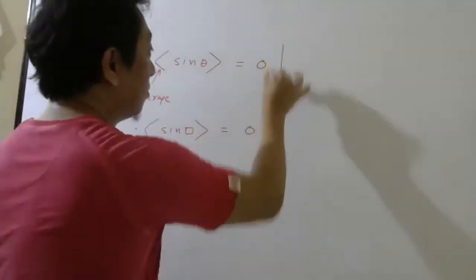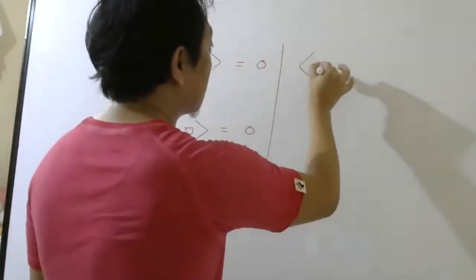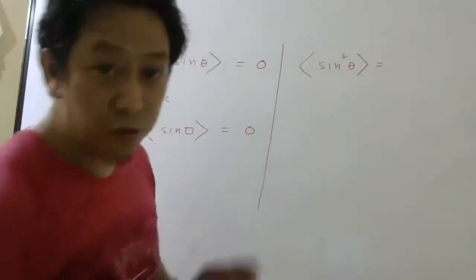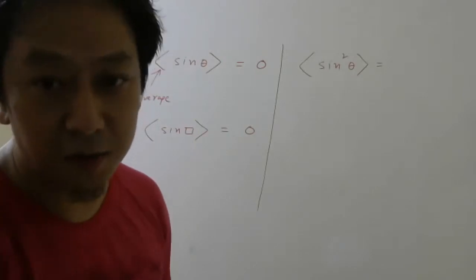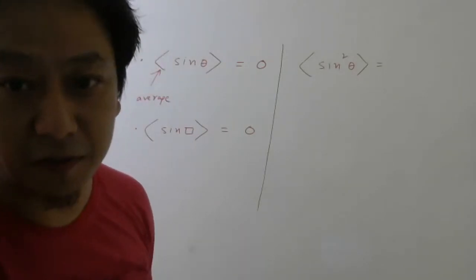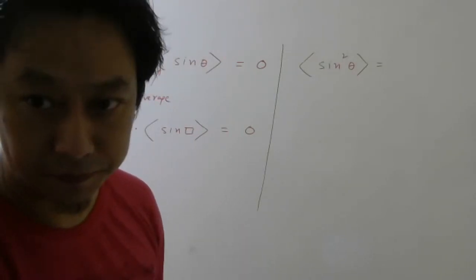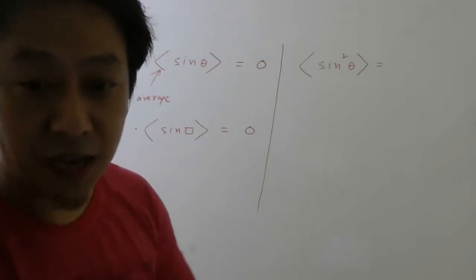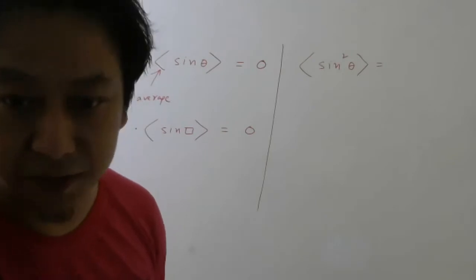Now let us try to do the average of sine square theta. Do you think this will be 0? First you try to answer. That will not be 0 because sine square will not have negative values. So it will not be 0.